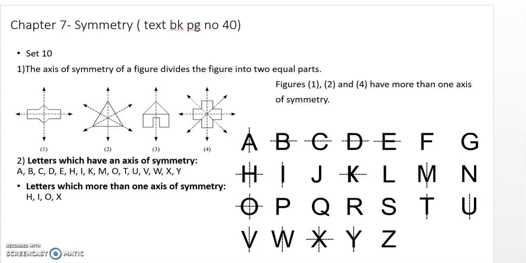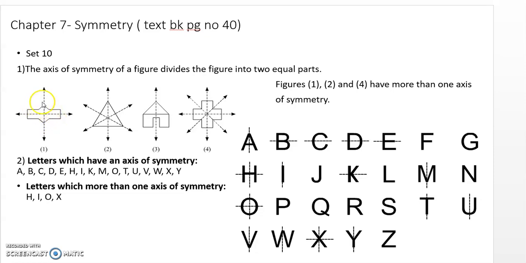What is the meaning of symmetry? It is the axis through which it divides the figure into equal parts, which exactly fall on one another. So that is called symmetry. Now here we will study about reflection symmetry.